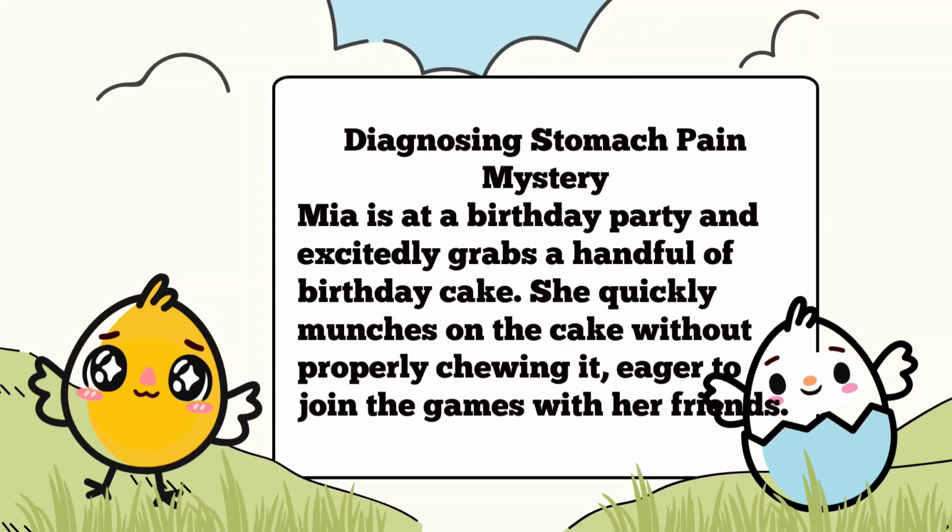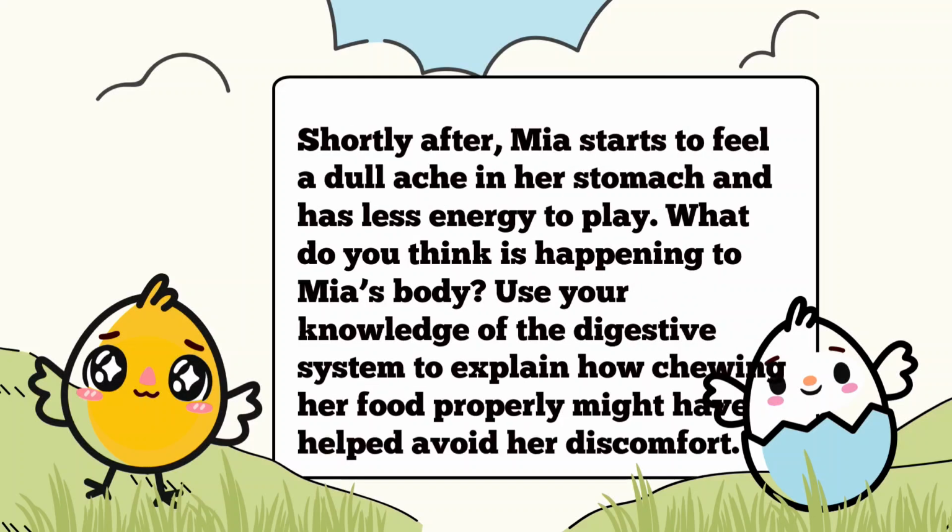Mia is at a birthday party and excitedly grabs a handful of birthday cake. She quickly munches on the cake without properly chewing it, eager to join the games with her friends. Shortly after, Mia starts to feel a dull ache in her stomach and has less energy to play. What do you think is happening to Mia's body? Use your knowledge of the digestive system to explain how chewing her food properly might have helped avoid her discomfort.